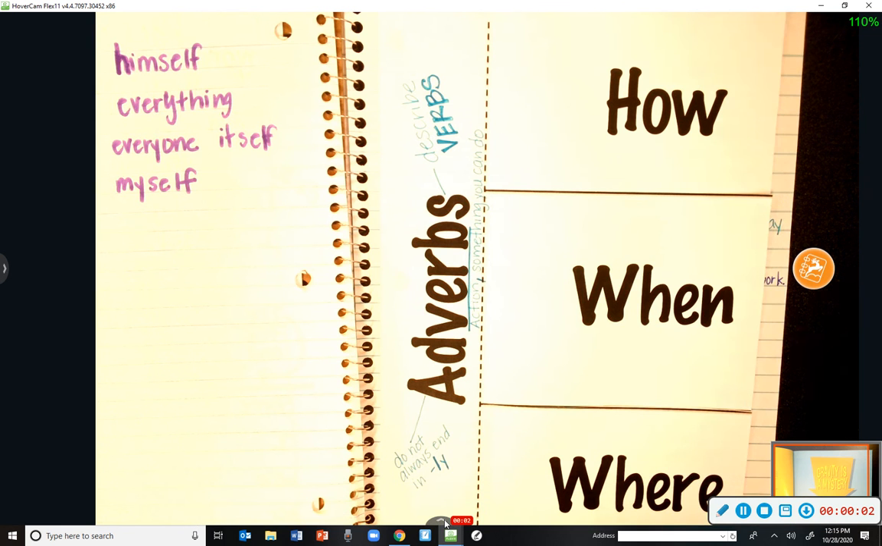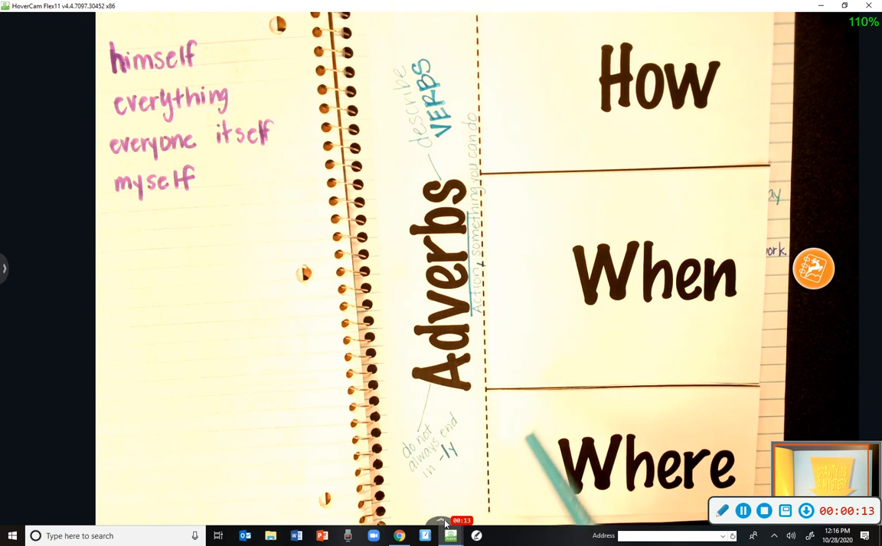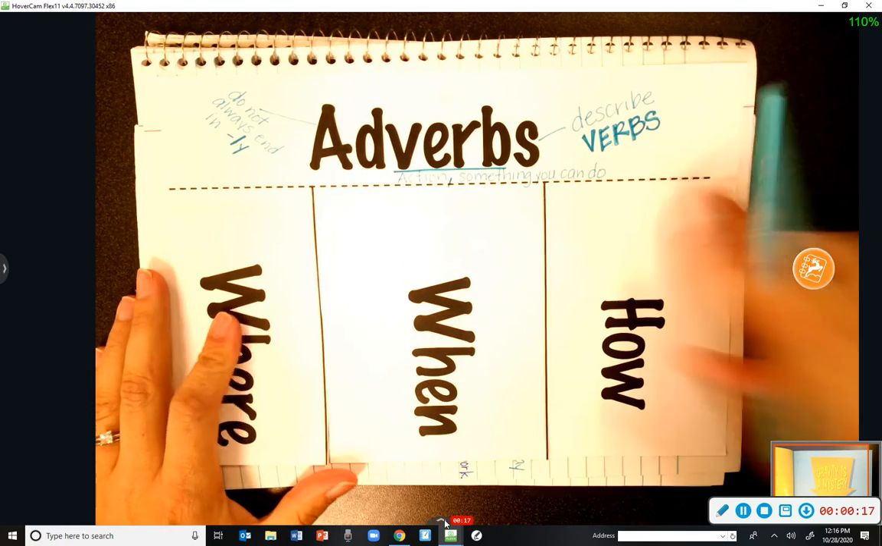Okay, for your assignment today, you're going to be highlighting the adverb that you see in a sentence, and you're going to underline the verb it describes. Okay, so let's review real quick what an adverb is. Yesterday, we put this in our journals.